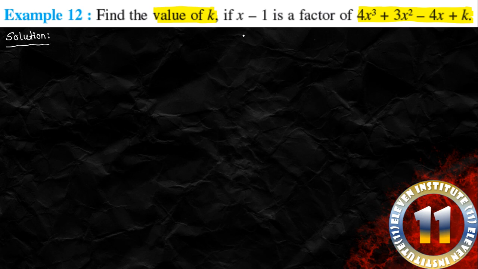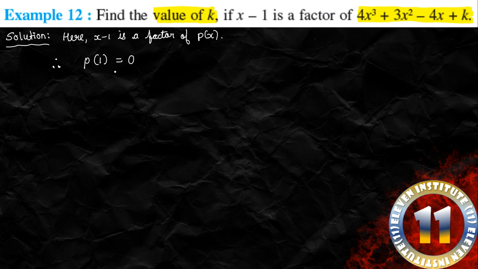What have I written here? x minus 1 is a factor of p(x). So we can write here, x minus 1 is a factor of p(x). Therefore, minus 1 becomes plus 1. p of 1 is equal to 0. Therefore p of 1 is equal to 0.